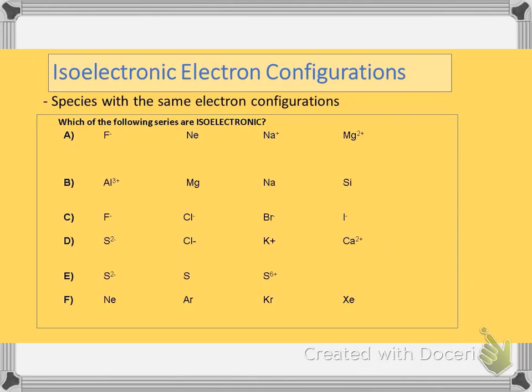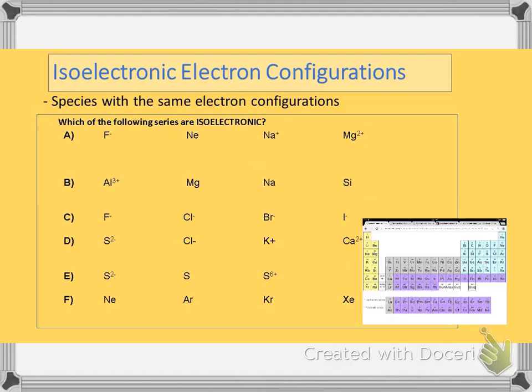Alright, there's another term you need to know, which is called isoelectronic. When we ask about atoms or species that are isoelectronic, we're talking about species that have the same electron configuration. So let's go ahead and do a few together, and then I'll ask you to do a couple. So we want to know which of the following are isoelectronic. Let's take a look at the first group.